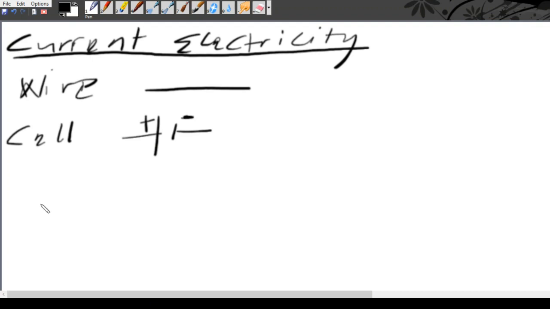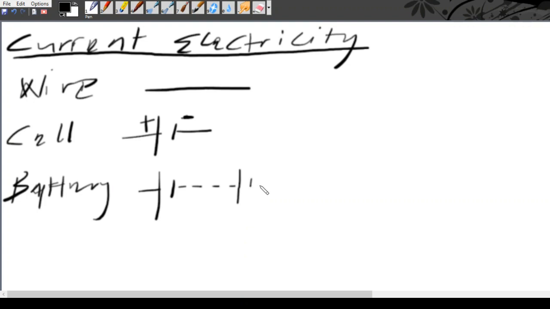Let us look at the battery. So the function of the battery is to supply electrical energy, and the battery is more than one cell, or a battery is made up of two or more cells. So that's the battery. Let us look at DC supply.